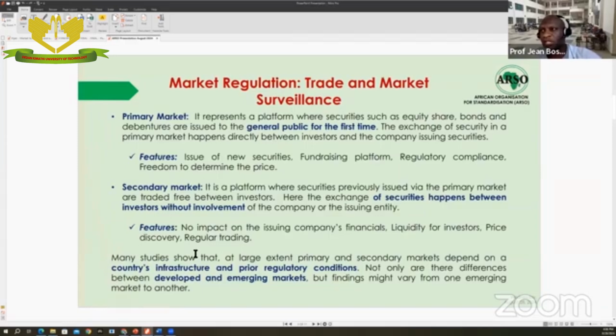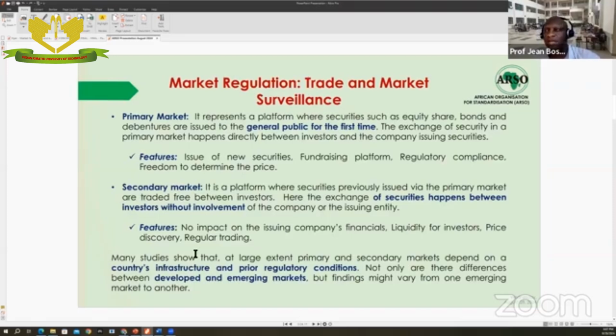But when you go to the secondary market, we are looking at what happens to the securities afterward. You don't need the companies of the primary market. In this case, the securities are traded between investors. Investors among themselves can decide without necessarily involving the first companies which issued the securities. So the features here: you have no impact on ensuring the company's financing, the liquidity for investors, the price discovery, the regular trading. Those things you don't have.